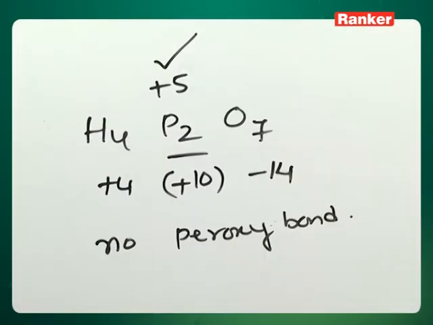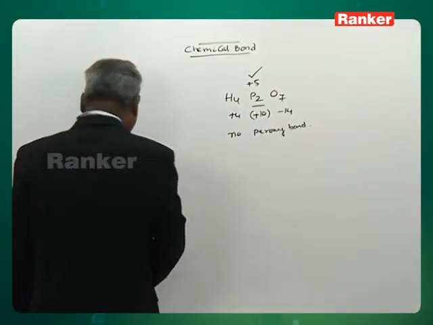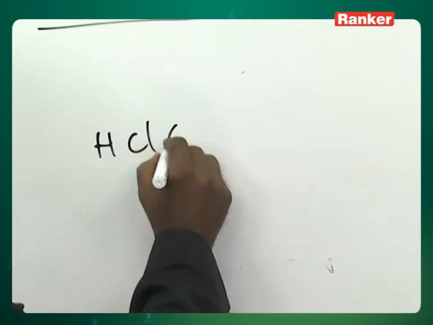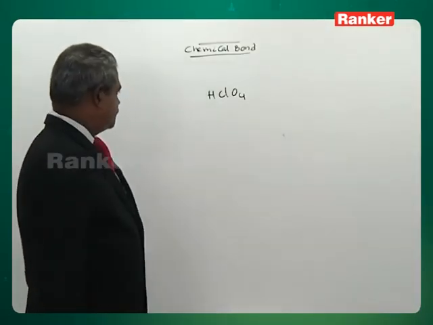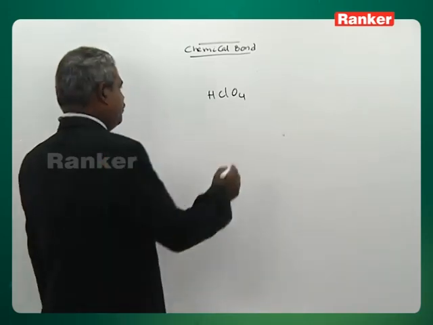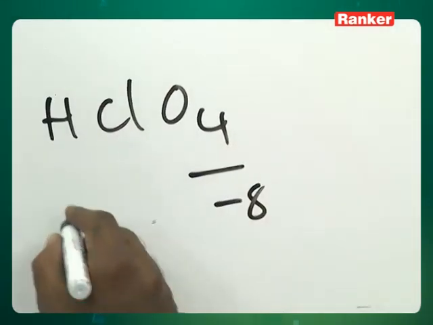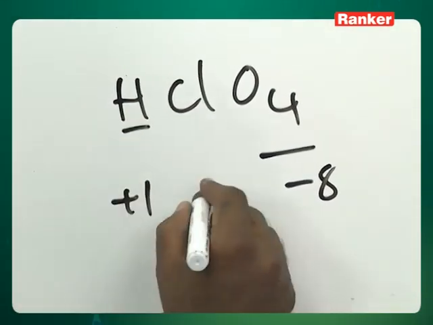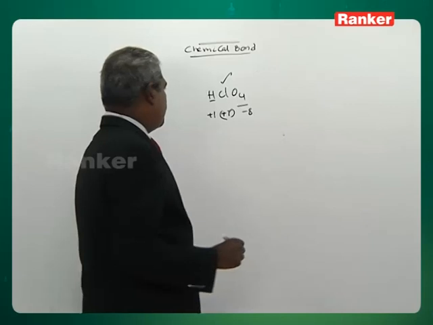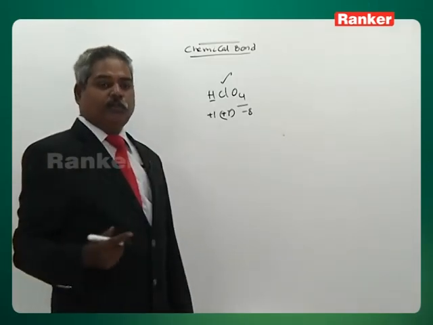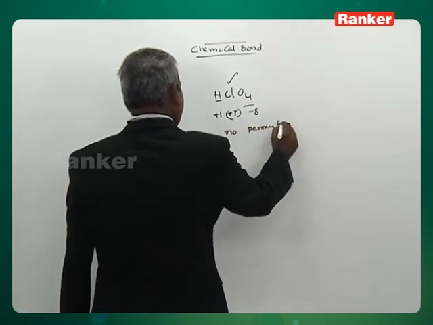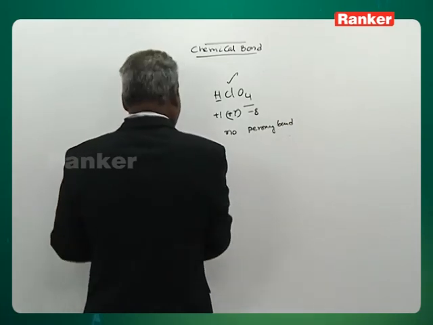H4P2O7, like this. Now, you try to find out whether there is a peroxy bond in this or not. HClO4, does it have a peroxy bond? How to find? Is there any fixed element? 1A, 2A, fluorine? No. Therefore, give minus 2 to oxygen, minus 8, plus 1. Hydrogen, in most cases plus 1. Chlorine, plus 7. And okay for chlorine. Chlorine can afford plus 7. Chlorine belongs to the 7th group. Plus 7 is okay. Therefore, no peroxy bond. Oxygen single bond is not there.